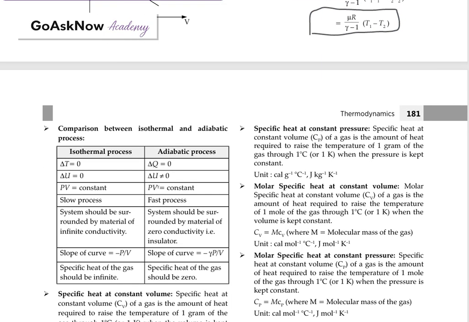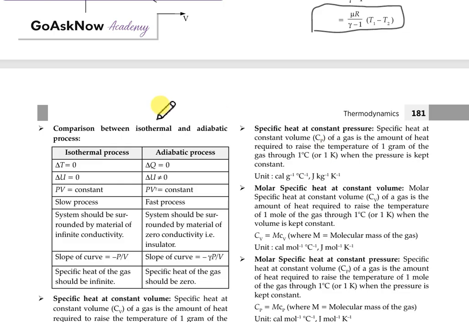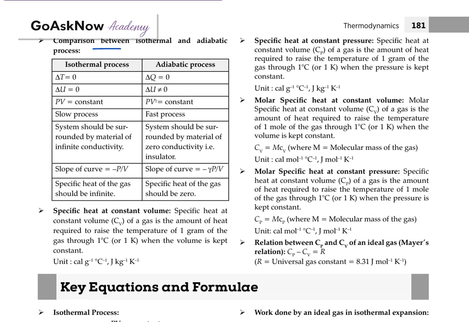Now, let's compare the isothermal and the adiabatic process. What actually is the difference between them? In the isothermal process, the temperature remains constant, so obviously delta T is equal to 0, and delta U is equal to 0, whereas in the adiabatic process delta Q is equal to 0 and delta U is not equal to 0. PV is constant in the isothermal process, whereas PV^gamma is constant in the adiabatic process.